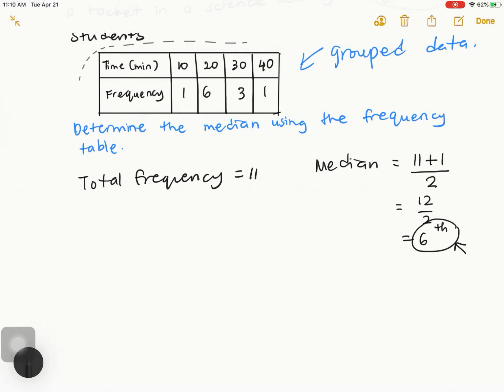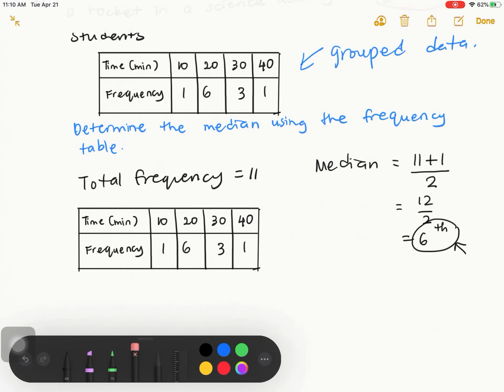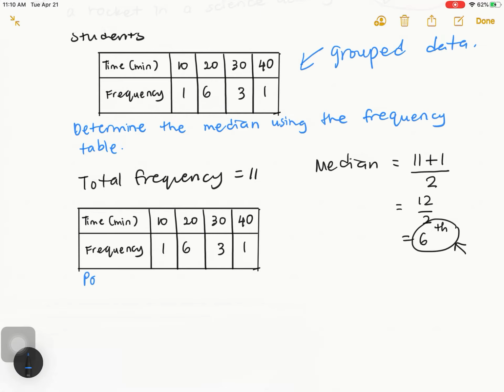So what does it mean? Okay. I need to add another box to see the position of the data. So for time 10 minutes, the position is only number one. So the first position is 10. Then for this one, we say that it is from 2 until 7. So 2, 3, 4, 5, 6, 7. So this is at the second data.